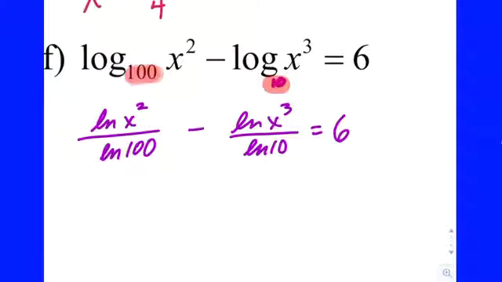Okay, so we only used the change of base formula on the left. We didn't take the natural log of both sides, so the right side's still 6. Okay, that's looking a whole lot better, isn't it? I don't think so. So let's see what we can do.